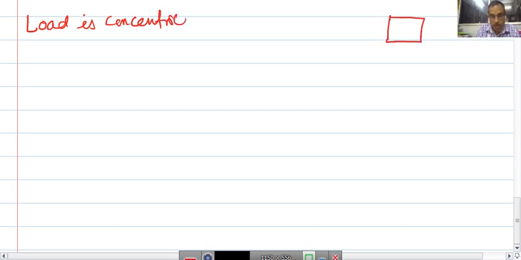So, this is your one. Then comes another limitation that Euler has got: the load must be concentric. That means, if I take a cross section something like this, this is one of the axes, this is another axis, and this is the CG, the center of gravity.